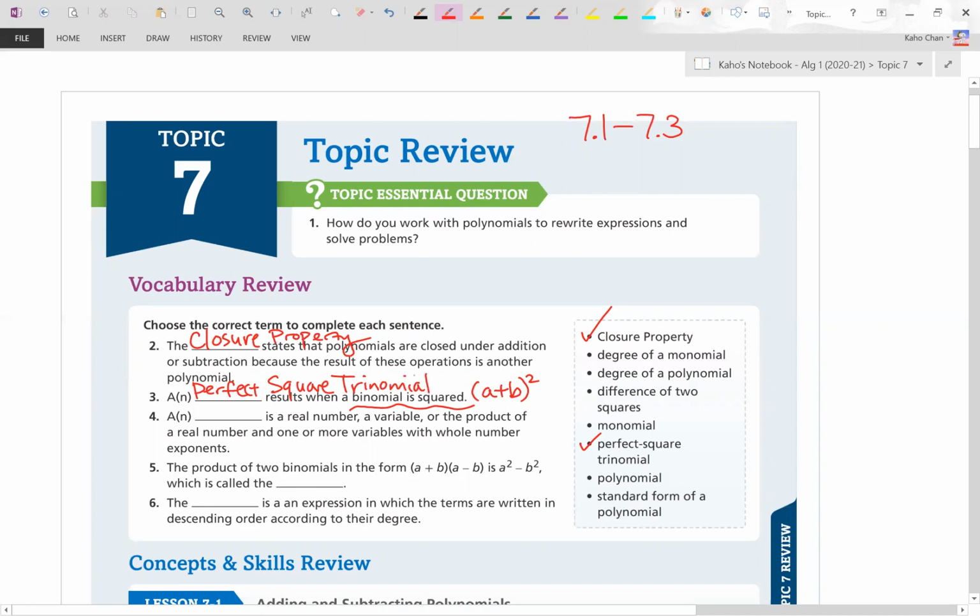Number 4, a blank is a real number, a variable, or a product of a real number and one or more variables with whole number exponents. This is just a monomial.